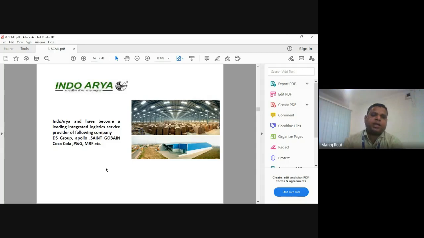Here is the case study of the Indo-Arya Group. This is a traditional transportation company. They initially focused only on transportation and logistics activities. But five years ago, due to huge demand in the north part of India, the company established a particular warehouse. Just imagine the capacity or space they provide: it is equivalent to double the size of a cricket stadium like Eden Gardens.